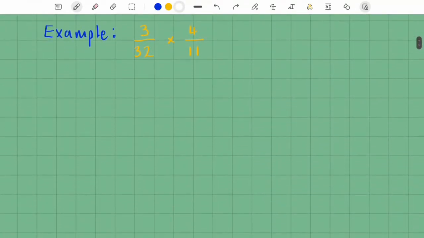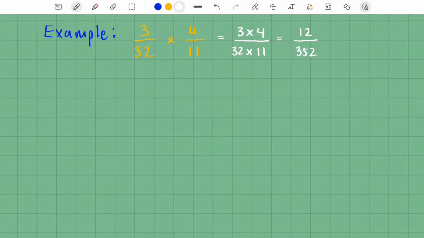In the case where the numbers are a bit bigger, it's still possible to multiply across the top, 3 times 4, and then multiply across the bottom, 32 times 11. And you can see that if we're having to multiply by 11 down the bottom, it's a little bit more difficult. It turns out to be this. We can then cancel that fraction down, etc.